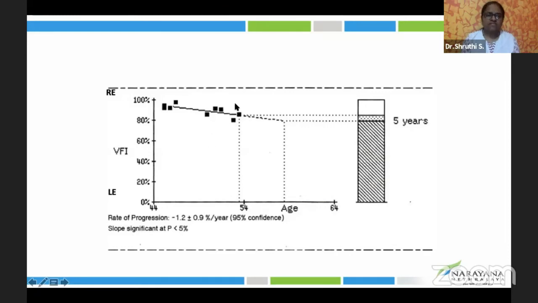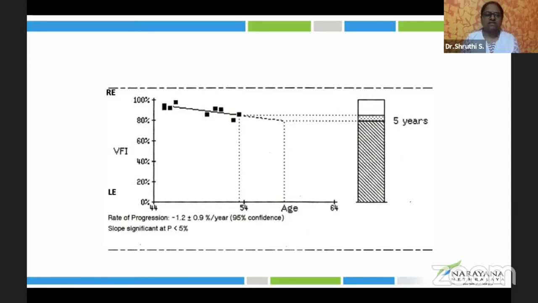If the same progression rate is seen in a 75-year-old male or female, so if there is a similar rate of progression, then I would monitor the patient, depending on the age and life expectancy.